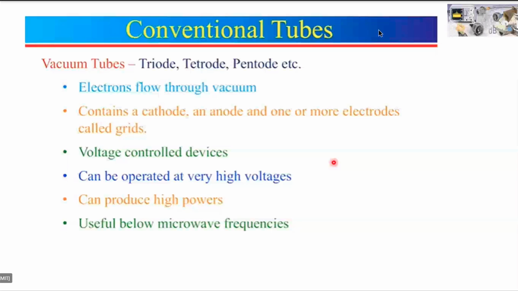Generally speaking, vacuum tubes contain one cathode, one anode, and one or more grids. Understood? The grid plays a very important role in all these conventional tubes. These grids are used for controlling actions, to control specific functions. Since vacuum tubes are voltage controlled devices, the grid voltage will be the controlling voltage. Understand? The vacuum tubes can be operated at very high voltages and can generate high power also. Understood? So this is the basic concept of conventional tubes.